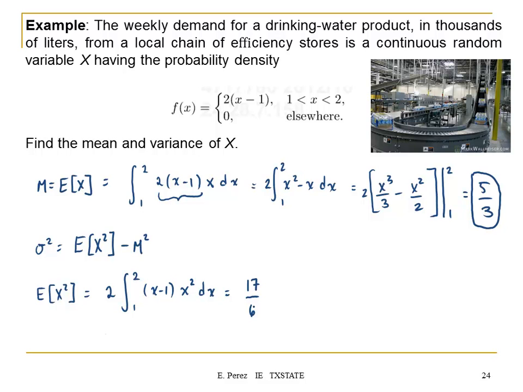So now we have this term, and we have mu, or the mean. So we can use this to find the variance. From here we get 17 over 6 minus 5 over 3 squared. And this is equal to 1/18.